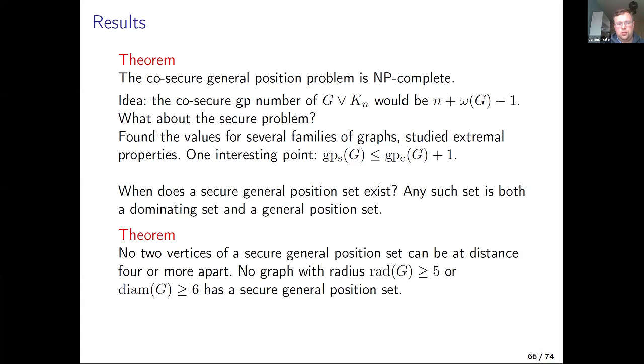This raises the question of when does a secure general position set exist? Any such set has got to be both in general position and dominating. So that suggests looking at sets that have both of those properties. In particular, it follows from this that no two vertices of a secure general position set can be at distance 4 or more apart. And in particular, any graph with diameter at least 6 cannot have a secure general position set.